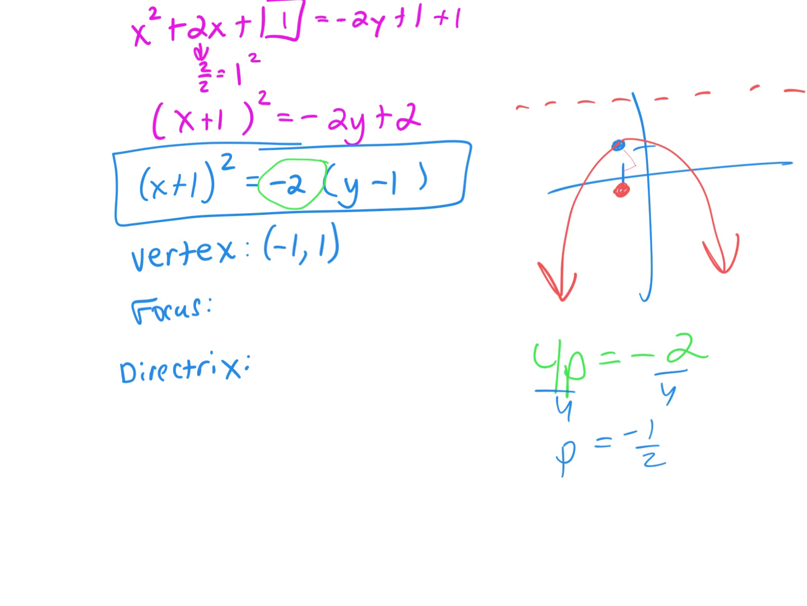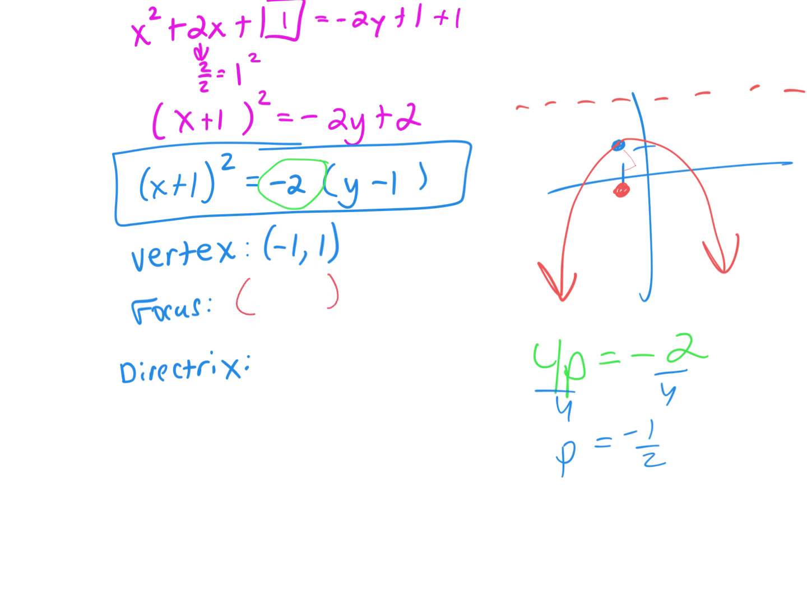So some of you are like, oh, what does that even mean? What is she talking about? P is what? Tell me what p is. Articulate it to me. It's the distance from where? The vertex to the focus. So if you're not drawing this picture, this is hard to see. But my vertex is opening up and down.